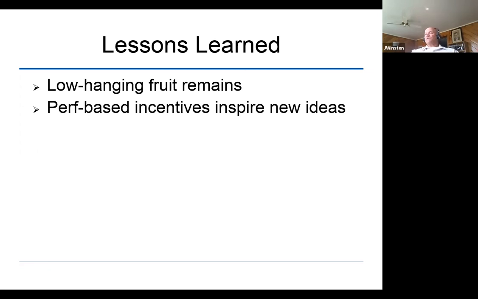Performance-based incentives can inspire new and innovative ideas and get the farmer thinking about how they can find the most appropriate and most cost-effective thing for their specific field, which I don't think the current programs necessarily do for most farmers.